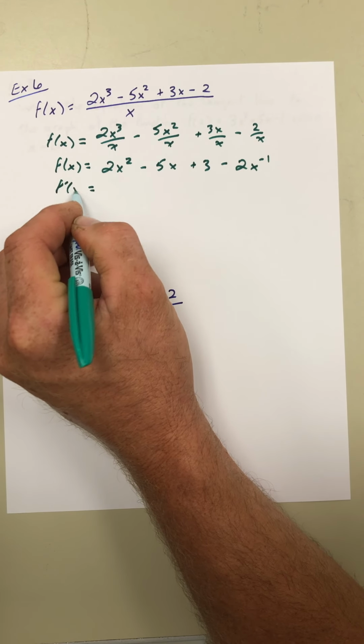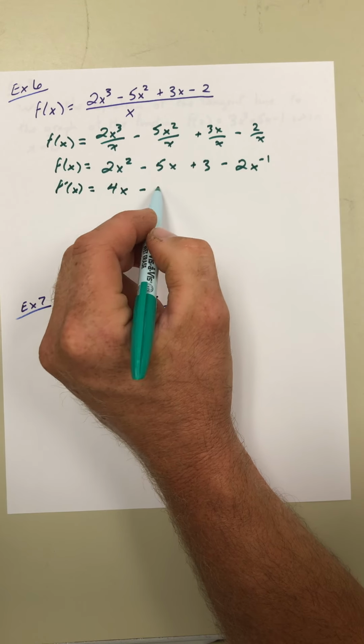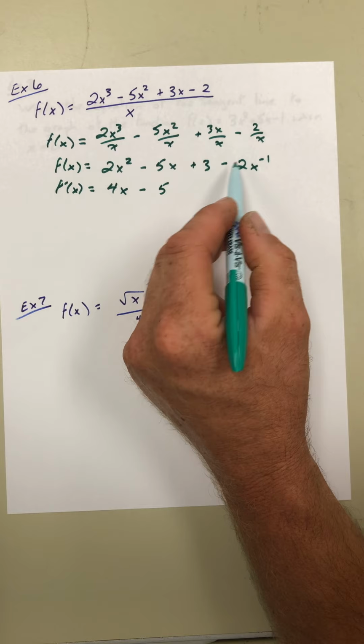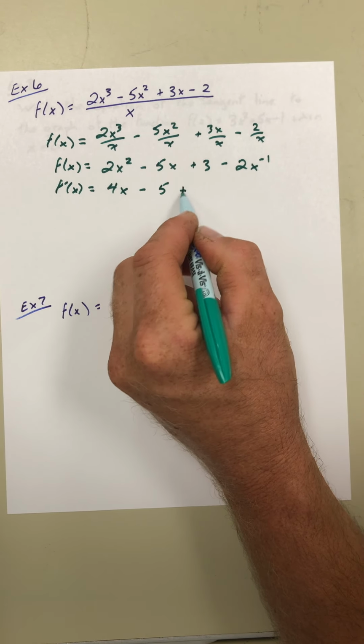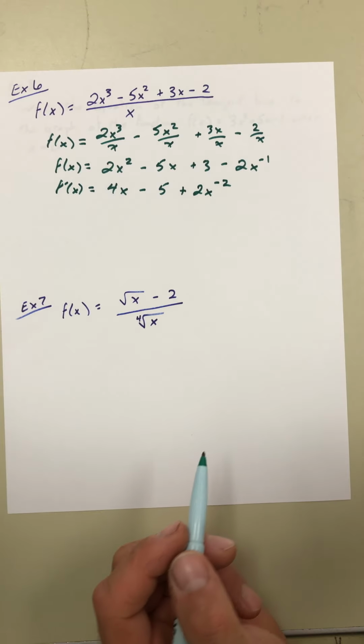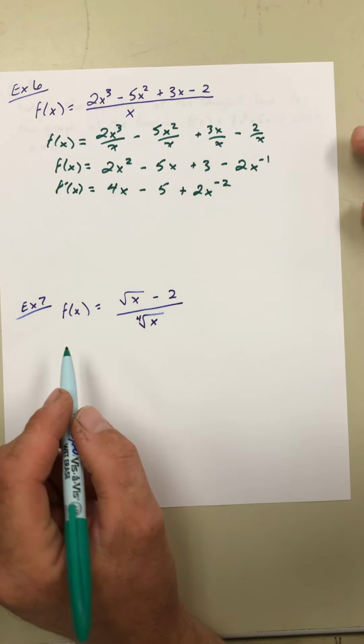I can go ahead and now take my derivative. 2x squared gives me 4x, negative 5x goes to 5, 3 goes to 0, and negative 2x to the negative first goes to positive 2x to the negative second. I'm going to leave it there. You can play around with it if you want to get to a different answer.